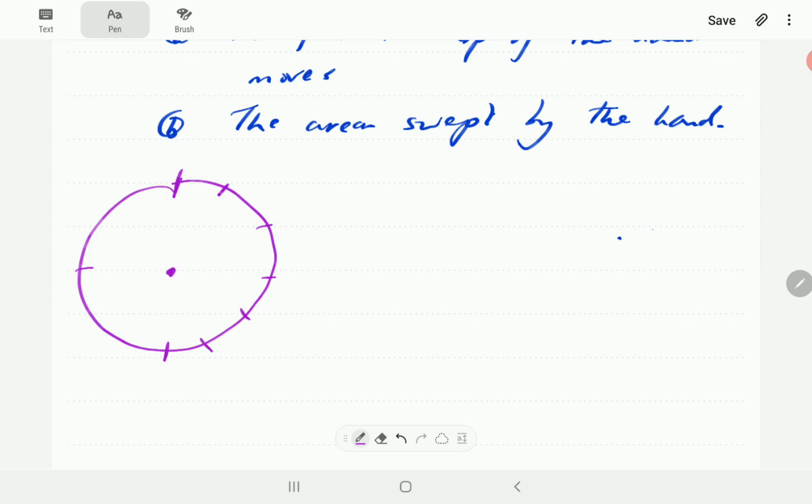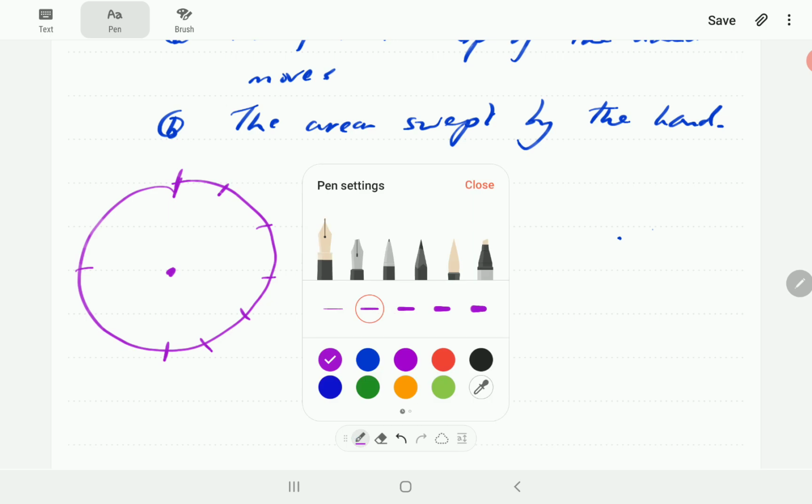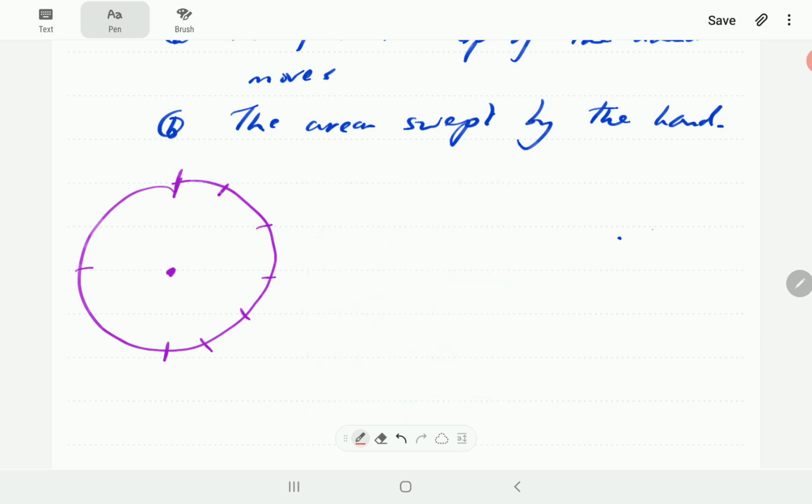Right, so in 20 minutes the hand is going to move from here to there. So in part A we want that distance, and then in part B we want that area. So the first thing we need to do is to find this angle here, theta.